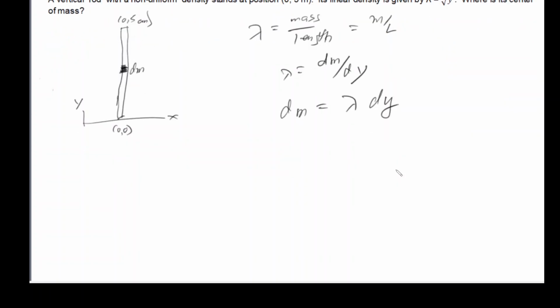So looking for the center of mass in the x direction, due to symmetry, is going to be at x equals 0, because we know the center of mass will be right down the center of that rod, which is at x equals 0.